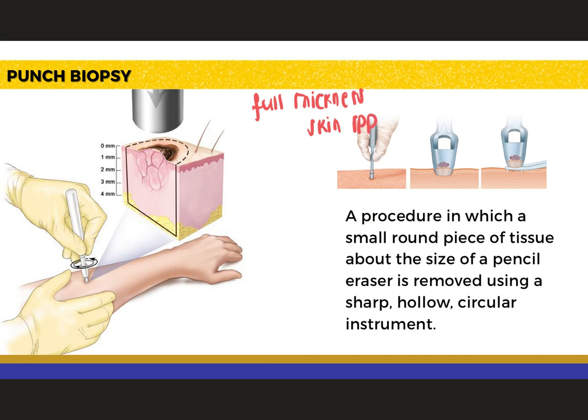So your punch biopsy is a procedure in which a small round piece of tissue about the size of a pencil eraser is being removed using a sharp hollow circular instrument. Again, gumagamit tayo dito ng instrument na parang ballpen as you can see here in this photo. And this instrument has a circular blade, no? This is your circular blade na ipupush ninyo into the skin of the patient.